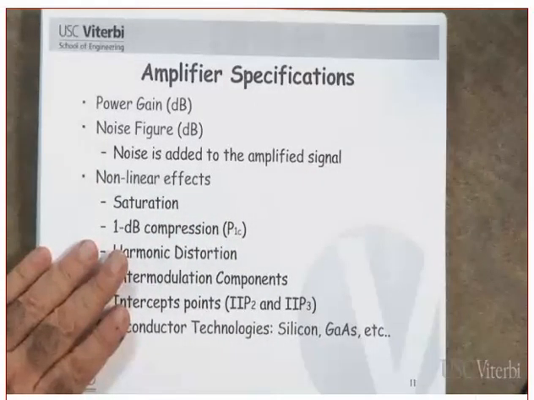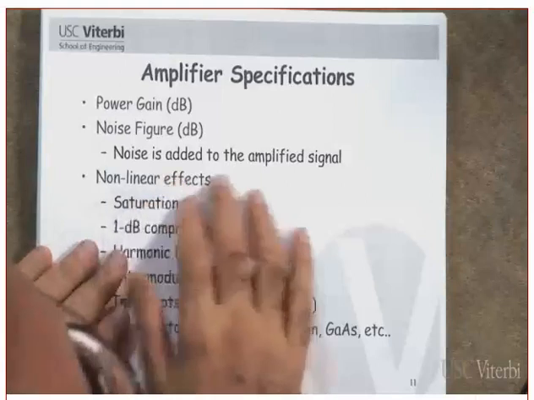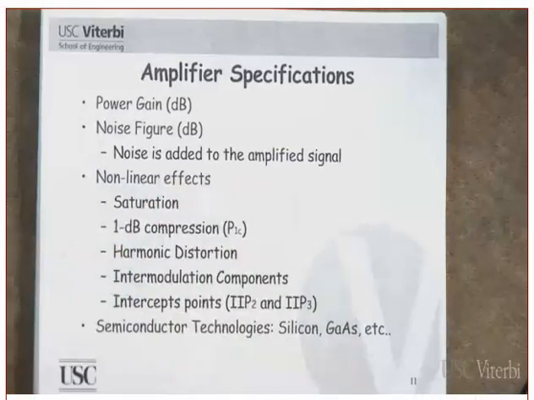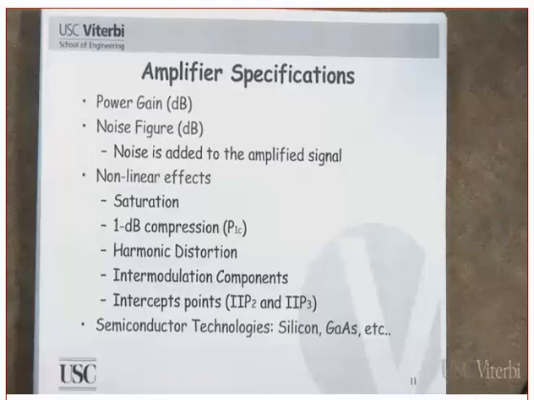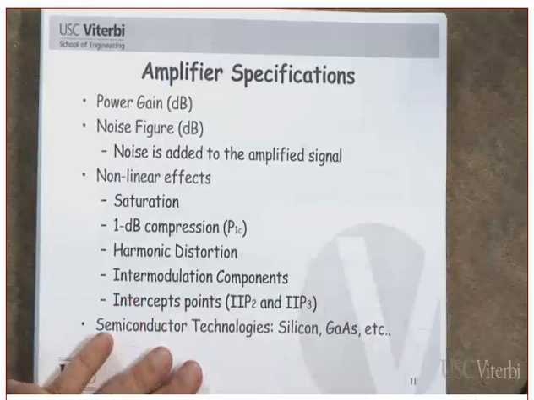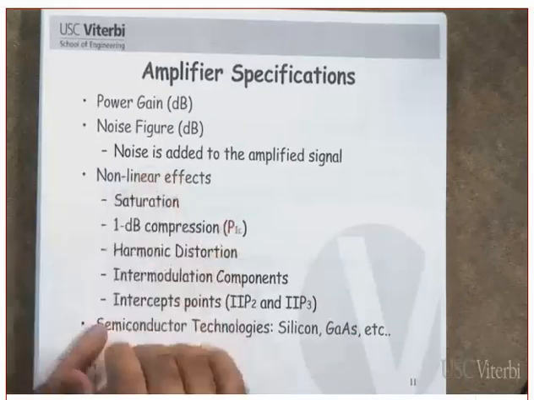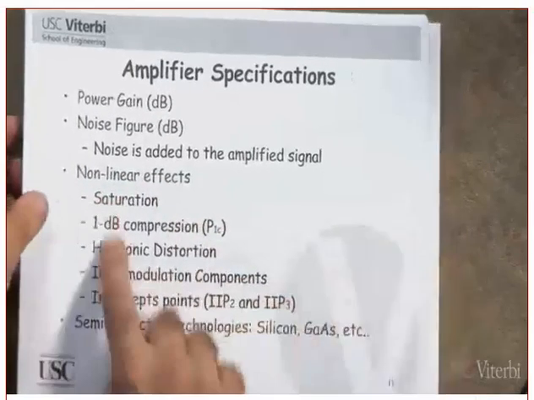Clear? Okay. Now, we will see later on when we define the noise figure, anybody knows how we define it? It is the ratio of the signal to noise ratio at the input to the signal to noise ratio at the output. At what temperature? At room temperature. Clear? But we'll discuss this later on, not now. Let's not worry about it. Nonlinear effect, saturation. Let's understand all of these things.